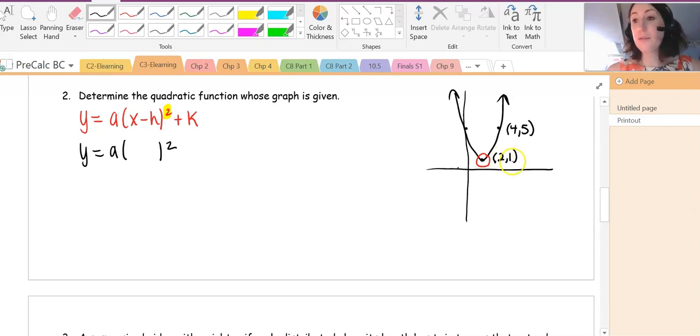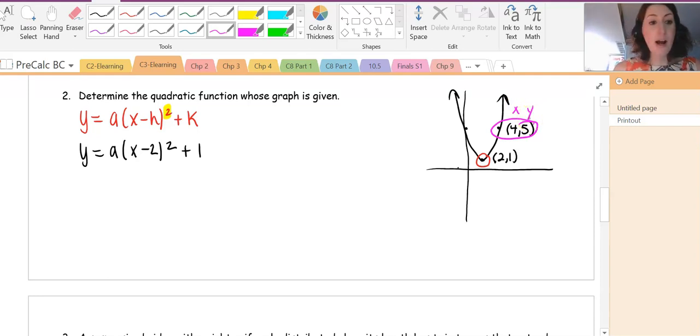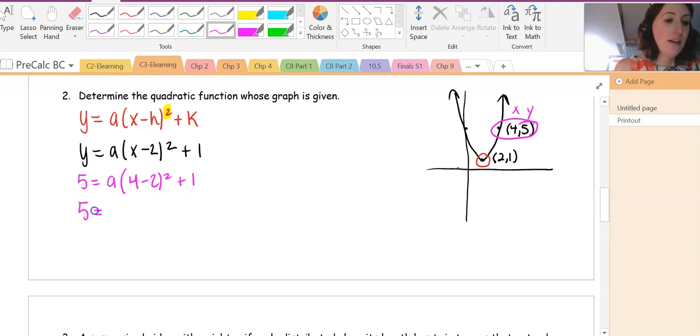So first I'm going to plug in my vertex. So I'll have x, it would be -2 because I'm using my opposite for your x coordinate, and then +1. And then I'm going to take this second point, 4, 5, and my 4 is going to be my x, and my 5 is going to be my y. So now I'll just plug those values in as well. And then I should be able to evaluate this to solve for a.